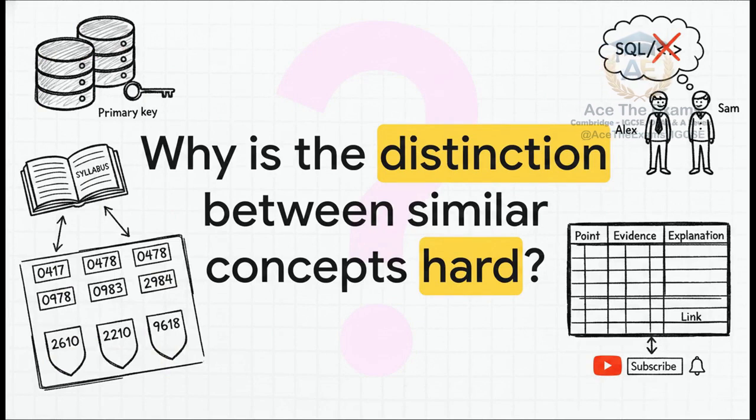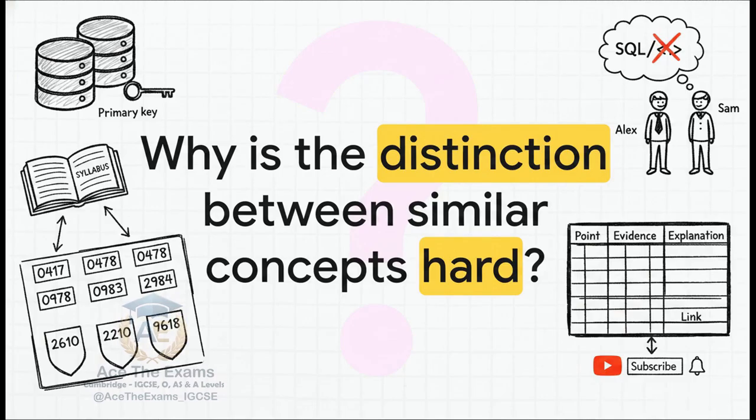When you look at syllabi across the entire Cambridge spectrum, whether you are building those early foundations in 0417, 0478, 0983, 0984, or 2210, all the way up to the advanced rigors of the 9618 paper, the fundamental reason students lose marks remains exactly the same. They treat SQL DDL as a simple vocabulary test instead of an applied engineering problem.